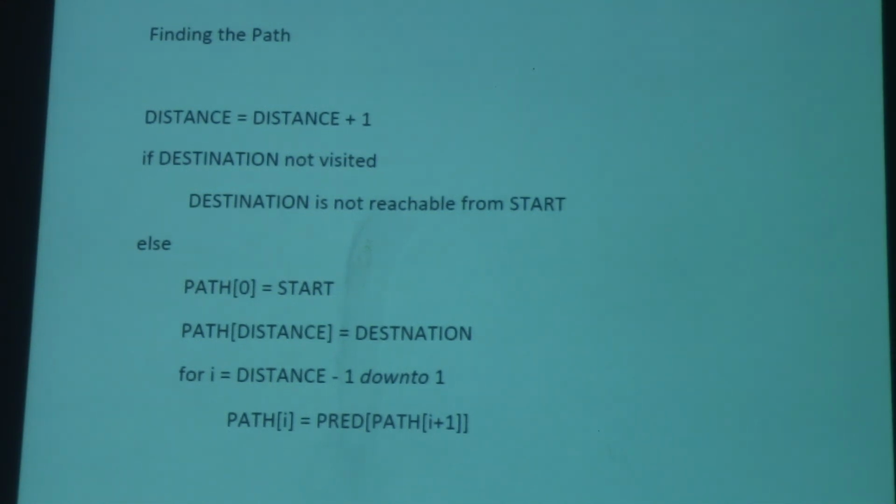Else, we're going to say the path vector, path 0 is start. So we're going to say A is the value of path 0. Then path distance equals destination. Destination is E. So path sub distance, path sub 2, is going to get the value of E. And now we're going to loop. For I equals distance minus 1 down to 1, path sub I is the predecessor of path of I plus 1. And it's going to fill in the path going backward. So once you do that, instead of pushing and popping on the stack, you can just iterate from path 0, 1, 2, 3 up to the destination. Or up to the distance, I'd say distance minus 1, because 0 is the first one.